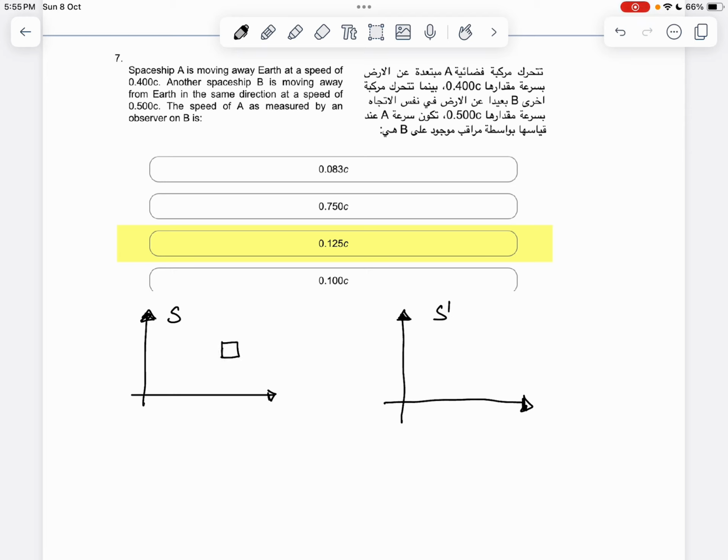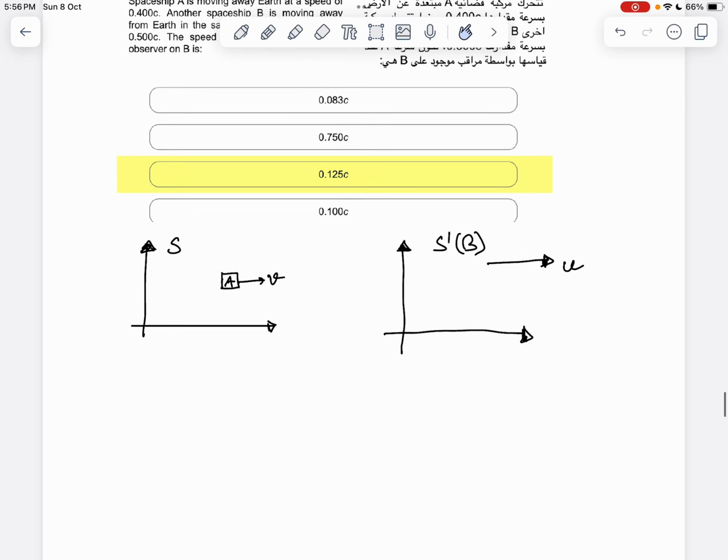Let's say that's A, and it's traveling at speed v. You have spaceship B. I'm going to consider it to be the reference frame S prime. This S prime, or B, is moving away at a speed of 0.5 c. I'm going to call it U. I'll put it as U, and A as B. The question is, I want to find the speed of A as measured by B.